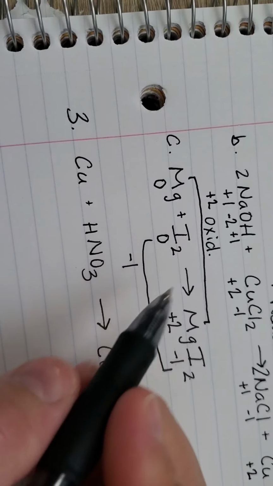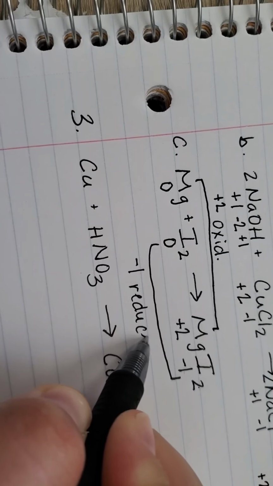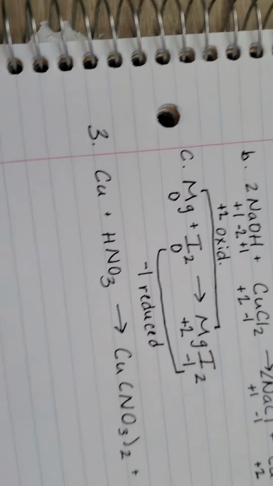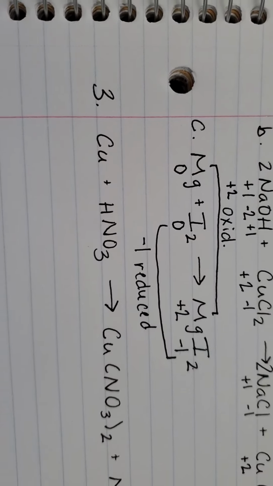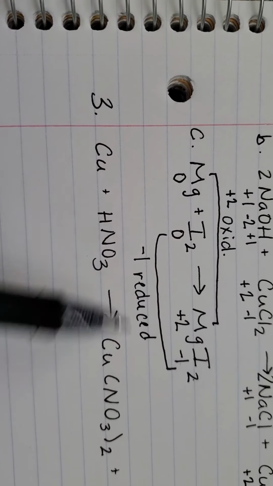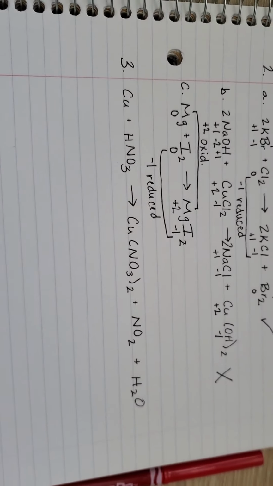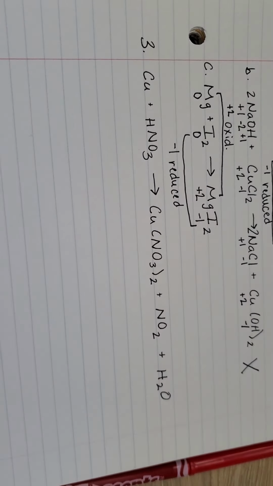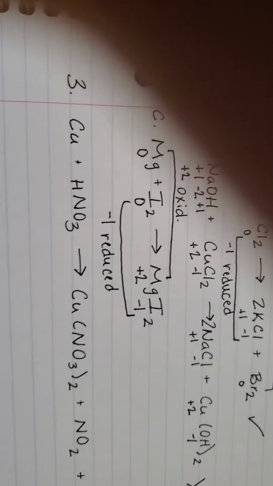And that means that iodine is being reduced because its oxidation number is going down because it's gaining electrons. Remember, Leo the lion says GER, so lose electrons oxidized, gain electrons reduced. All right, for this last one, this one is a little bit more involved because after we do the steps that we've done in these problems, we have to do a little bit more work.